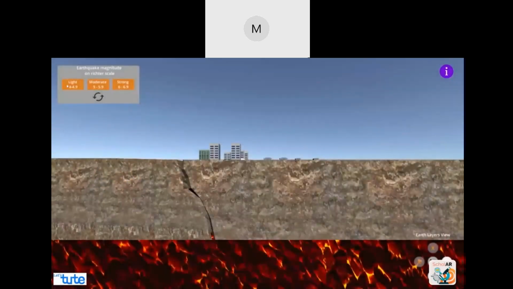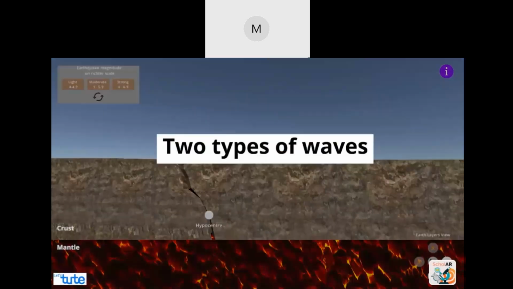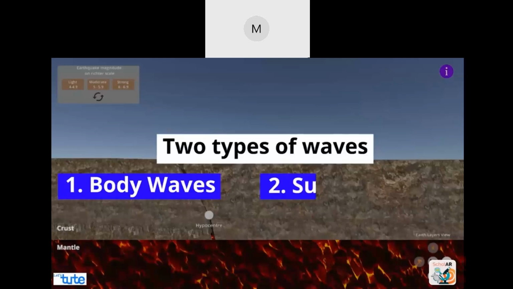Now, let's hit the 4 to 4.9 magnitude to see how this earthquake happens. We can see the earthquake starts from a point called the hypocenter inside the earth. During an earthquake, 2 types of waves are formed. One is called body waves and the other is called surface waves. Let's see what are called body waves.